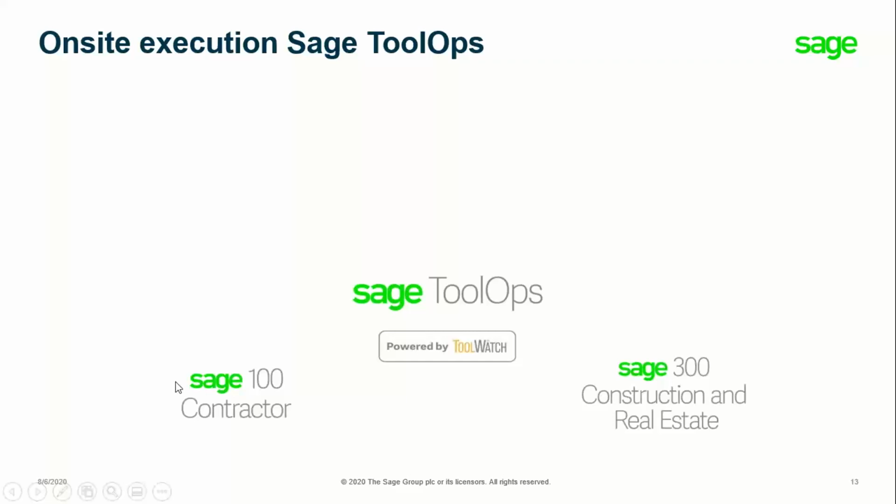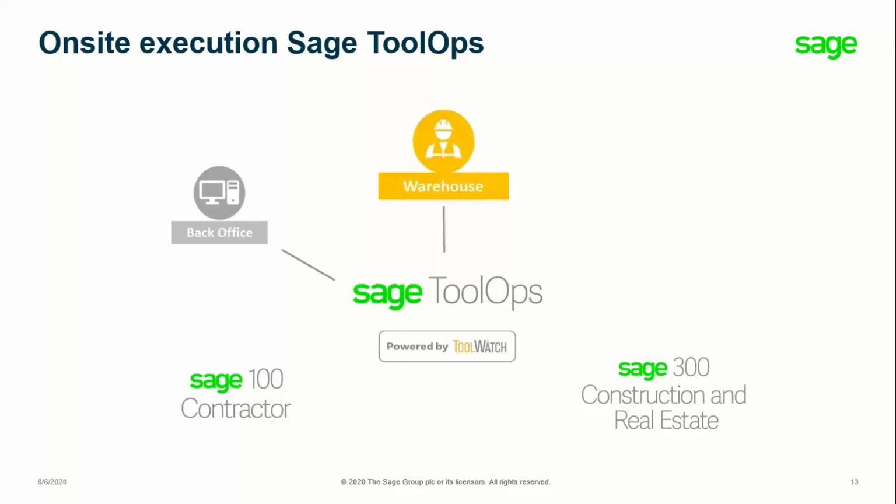Infusing technology and on-site execution. Well, what we really do through the ToolWatch apps and desktop is tie your back office, your warehouse, and your field all together, talking in the Sage ToolOps product while integrating with 100 Contractor and 300 CRE.